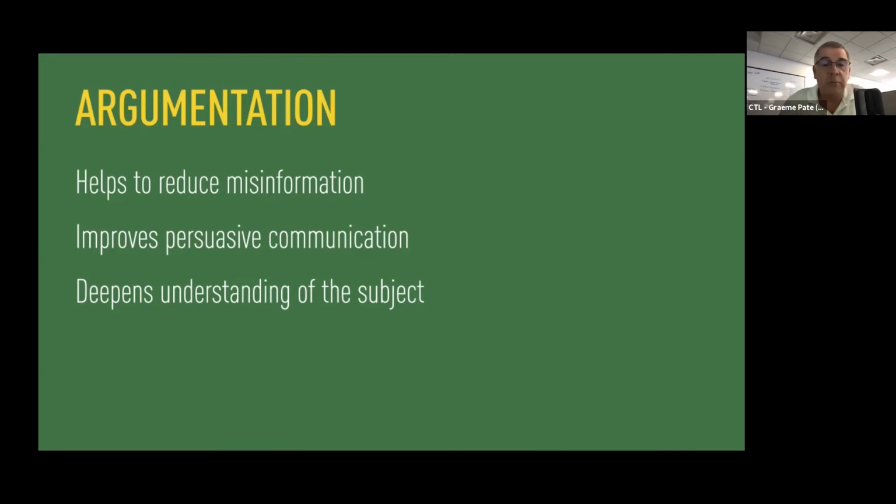Again, if you have to argue a point, you're going to make sure you understand your subject better, because you're going to have to argue your point and counter argue someone else's point. So it really helps to get a good grip of the subject. It also ensures opinions are well informed, because again, if you're going to make an opinion, you need to be able to back it up.